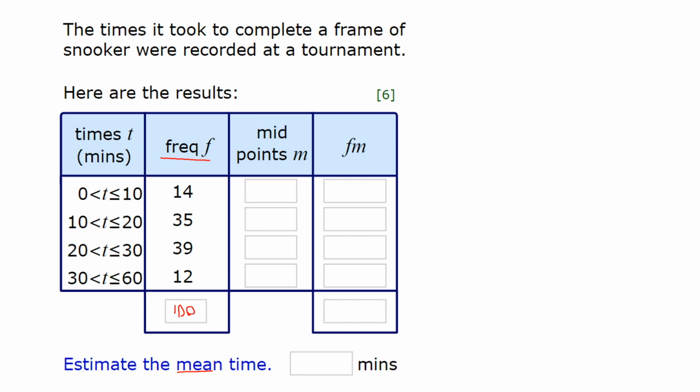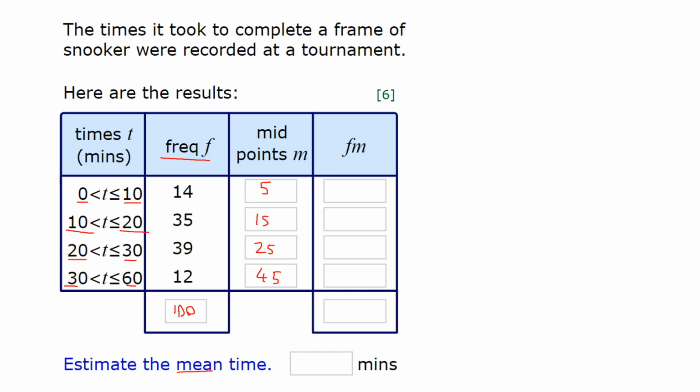Now what we need to do is find the midpoint between our ranges. In this case, it's between 0 and 10, so we find the mean between 0 and 10, which is 5. Same thing with 10 and 20, it's going to be 15. Between 20 and 30, 25. And then 30 and 60, it's going to be 45.